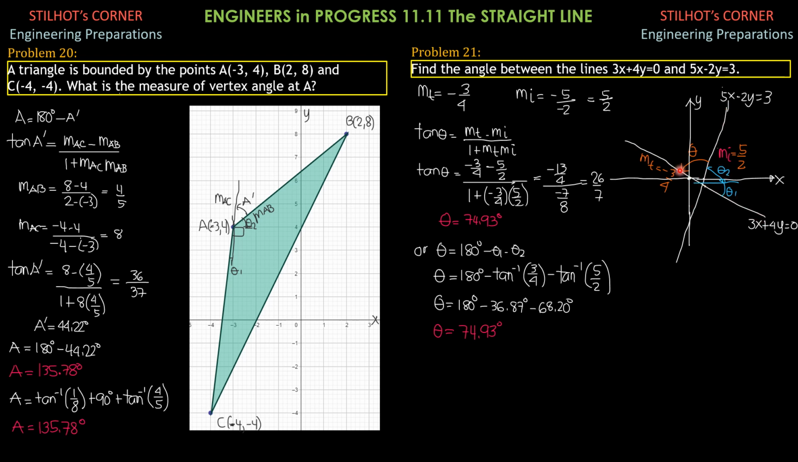So slope of the terminal side is negative 3/4 minus slope of the initial, which is 5/2, all over 1 plus negative 3/4 times 5/2, and that is 26 over 7 to be exact. Of course, you have to use your calculator there. So inverse tangent of 26 over 7 is 74.93 degrees.